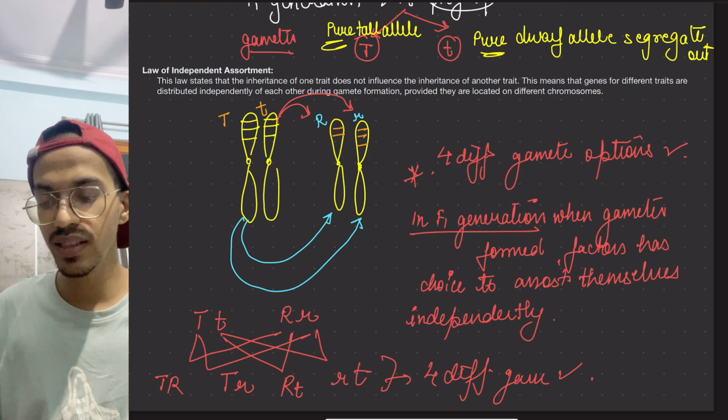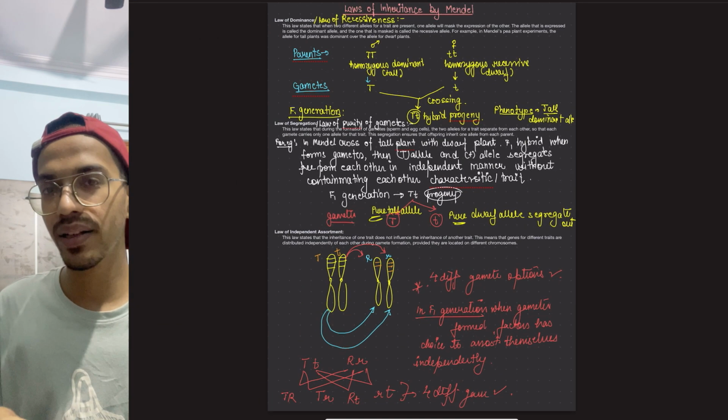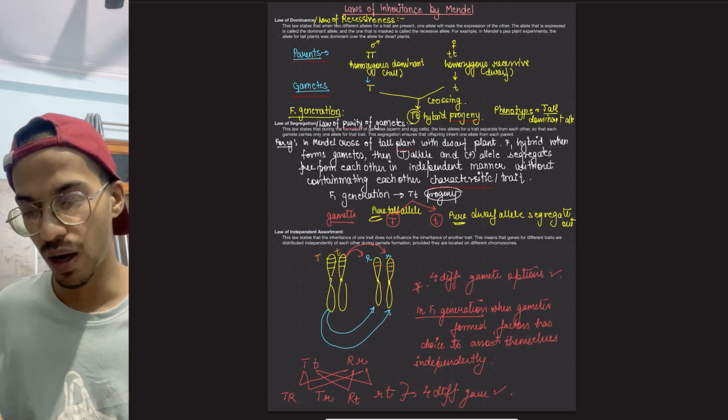I hope this thing is understood. Go through it and let me know in the comment section about it. Moving on to the next thing after this. So 3 laws were there. We have done it. What were the 3 laws? Law of dominance, also called law of recessiveness, law of segregation of gamete, which is also called law of purity of gamete, and the third is law of independent assortment.